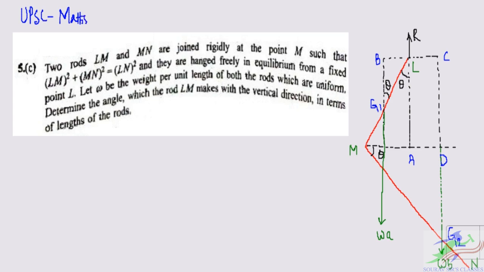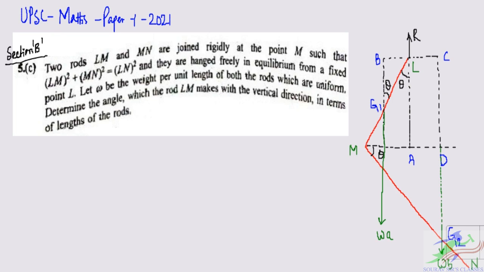In this video, we are solving the UPSC maths optional paper 1 of 2021, from section B. In the previous video we solved 5A and 5B, and this is part C of question number 5. Let's see the question.